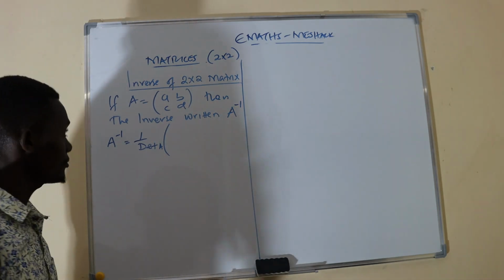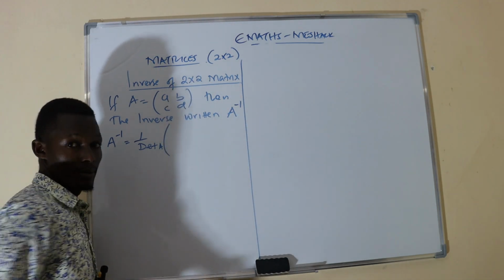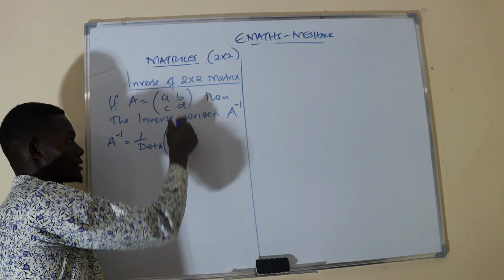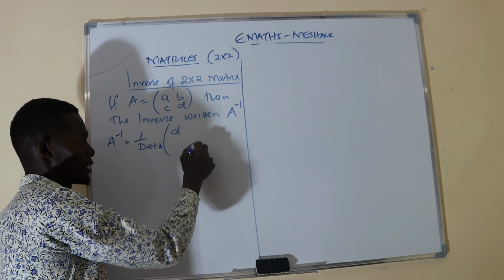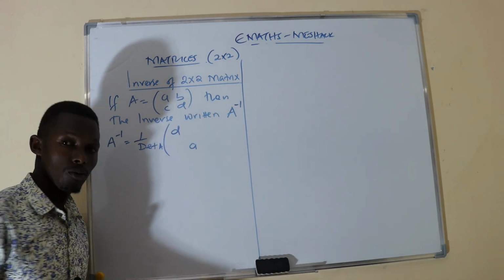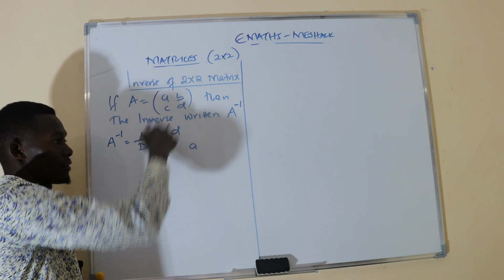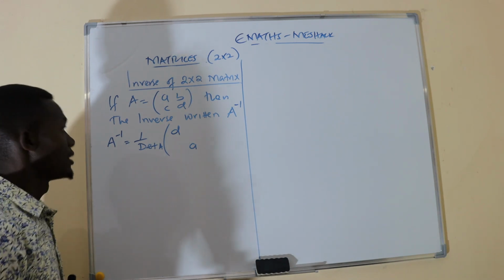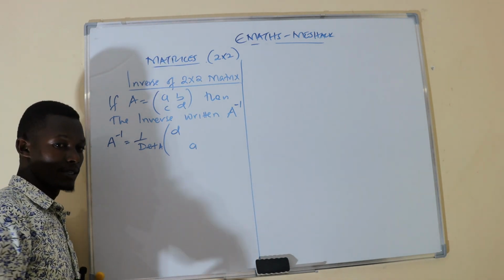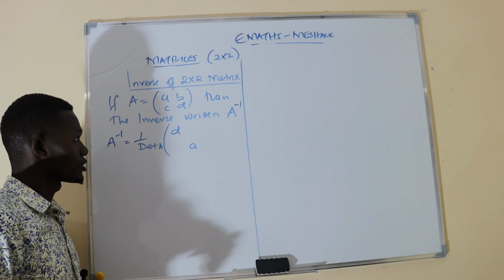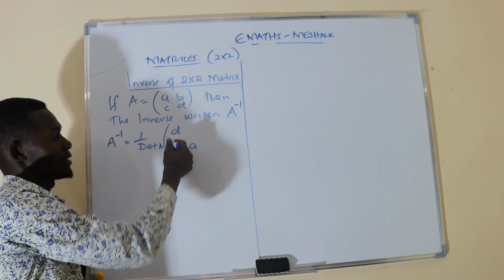Then interchange the elements in the main diagonal. So interchange these elements, so it shall have our D here, and it shall have our A. Then we generally say change the sign of the minor diagonal. So if it was positive, it becomes negative. If it was negative, it becomes what? Positive.